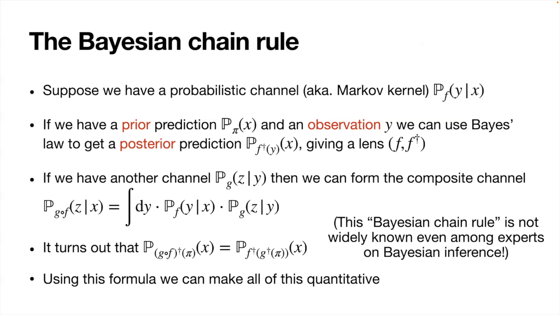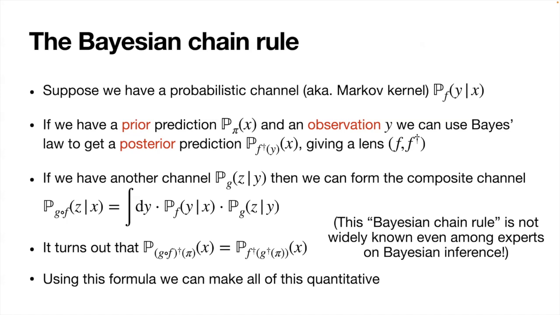And this was basically my route to making this quantitative. So let's talk about probability. So suppose we have this. The technical term is a Markov kernel, but it's a probabilistic function. You give it an input, and it gives you an output, but the output depends on the input probabilistically. So we have the probability of some output given that input.